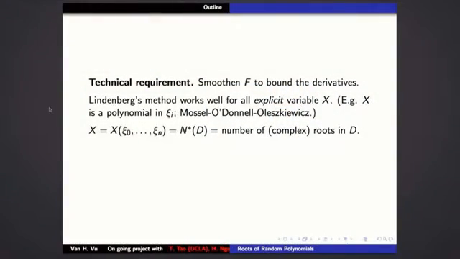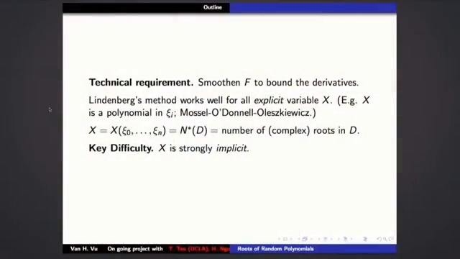Of course, in order to do this, we cannot take f to be the threshold function. We have to smoothen it to take the derivative. The method works very well for explicit variable x. If you have a way to write down x as some explicit function of the Ci, for instance not the linear form but a higher polynomial in the Ci, then there's a work of Mossel et al. that deals with such a case, and it has applications in computer science too.